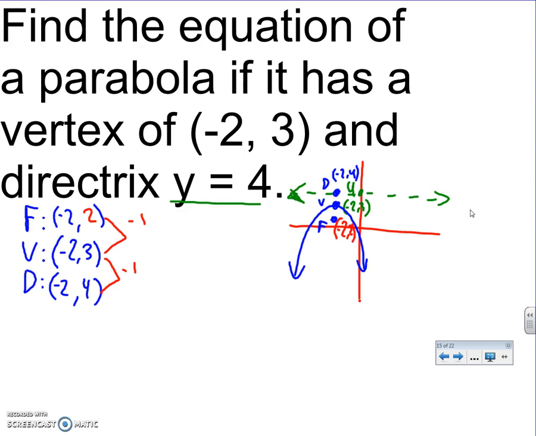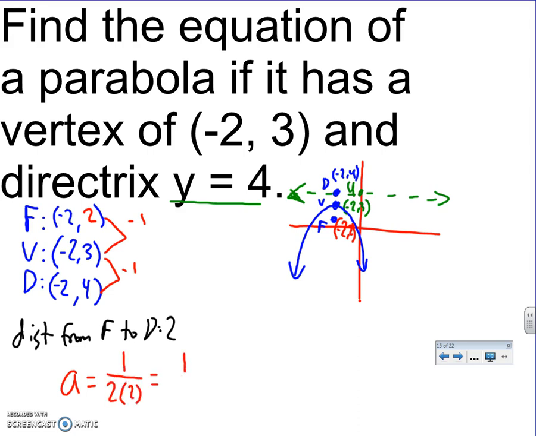All right, we have to find the distance from F to D. From F to D, you subtract. So 4 minus 2 is 2. Then you find A. Remember, A is the formula 1 over 2 times that distance, which happened to be 2. So that's 1 over 4. Remember, we have to fix if it's negative or not. Since it's upside down, we know it's negative.